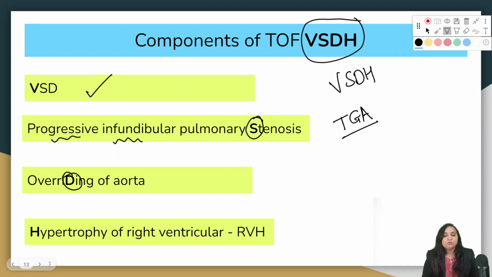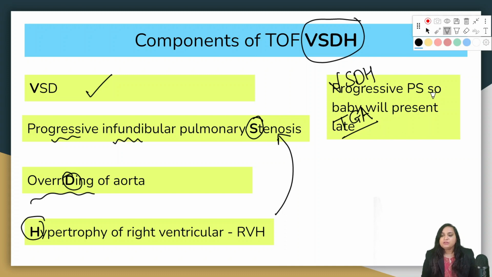D stands for overriding of aorta. H stands for hypertrophy of right ventricle, because there is a stenosis of pulmonary valve. Right ventricle has to work against the obstruction, so there will be hypertrophy of right ventricle. Progressive pulmonary stenosis, so baby will present late. Day 1, the very important differential diagnosis would be TGA.